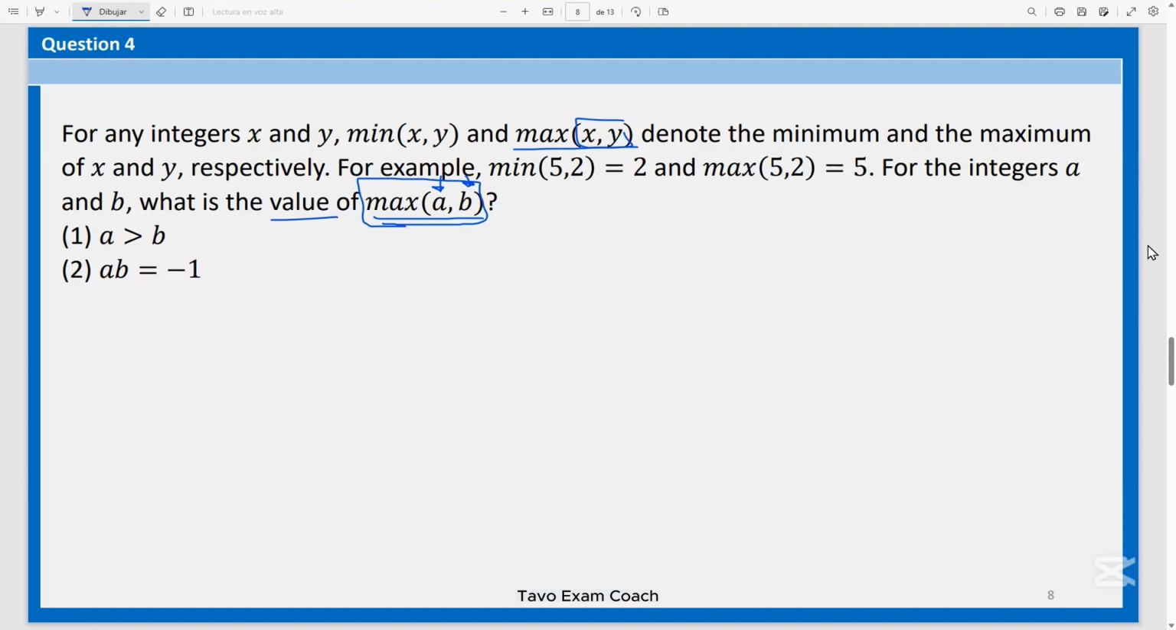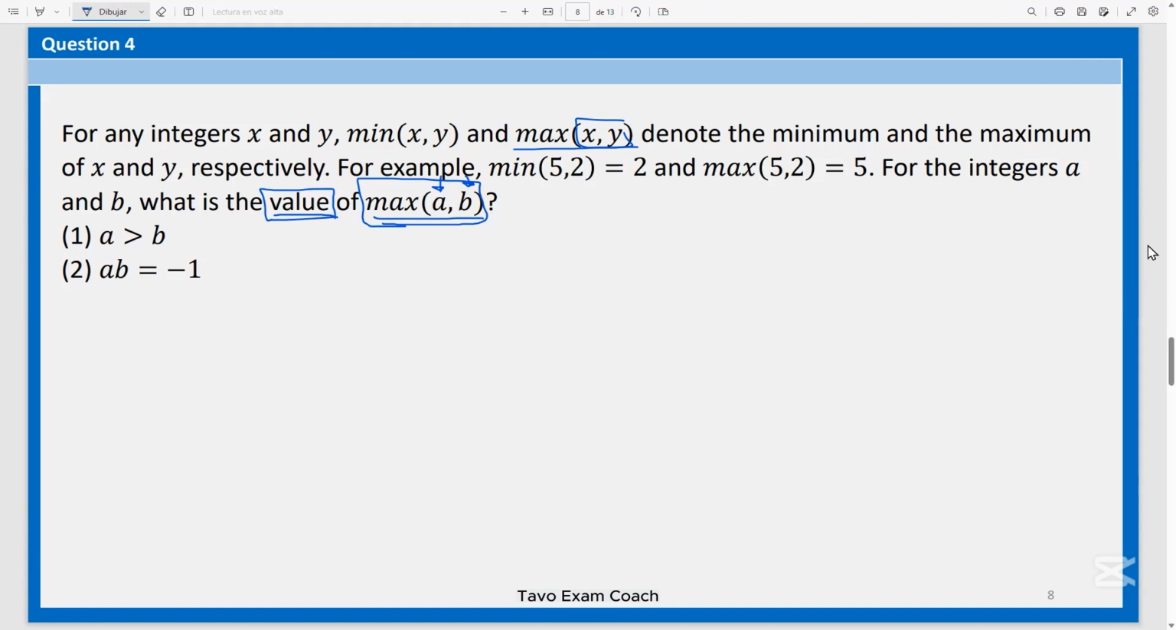So clearly, they are asking you, what is the value of the greater value between a and b? First, you need to determine what is that greater value. And secondly, you need to determine what is the exact numerical value. Only finding which value is greater is not sufficient. In order to give a unique answer to this question, remember that value in the GMAT means number. It doesn't mean simply the result.